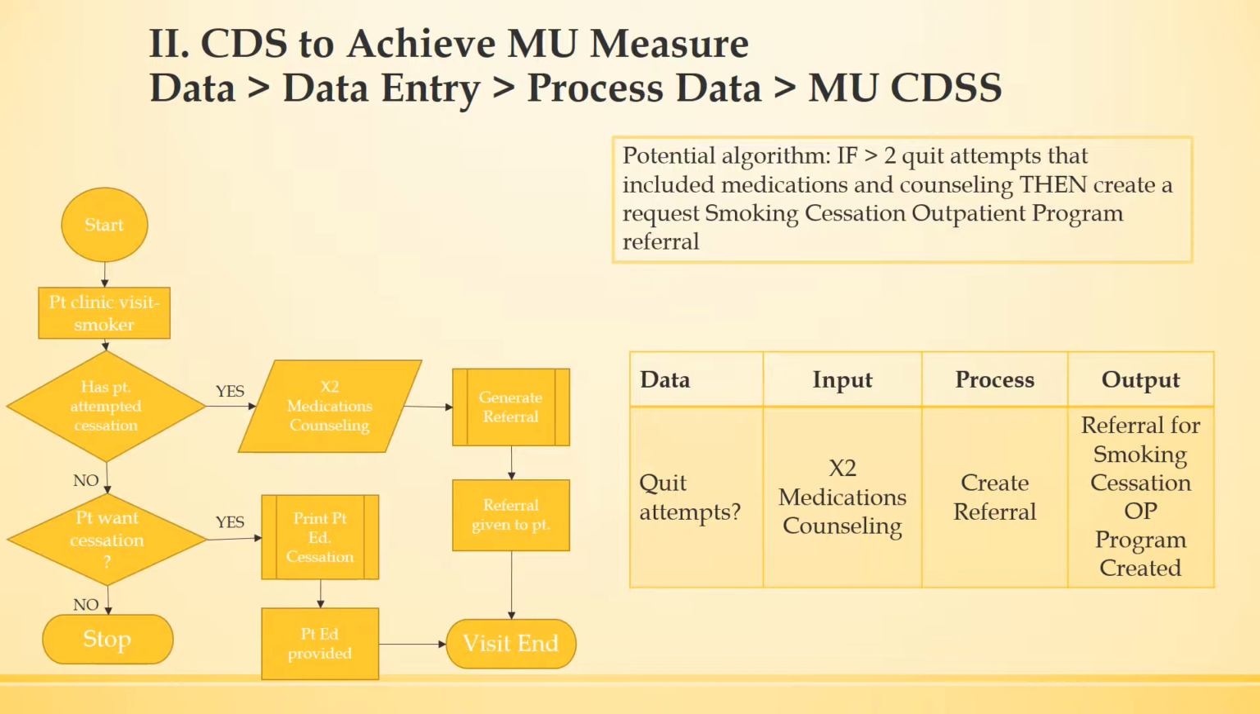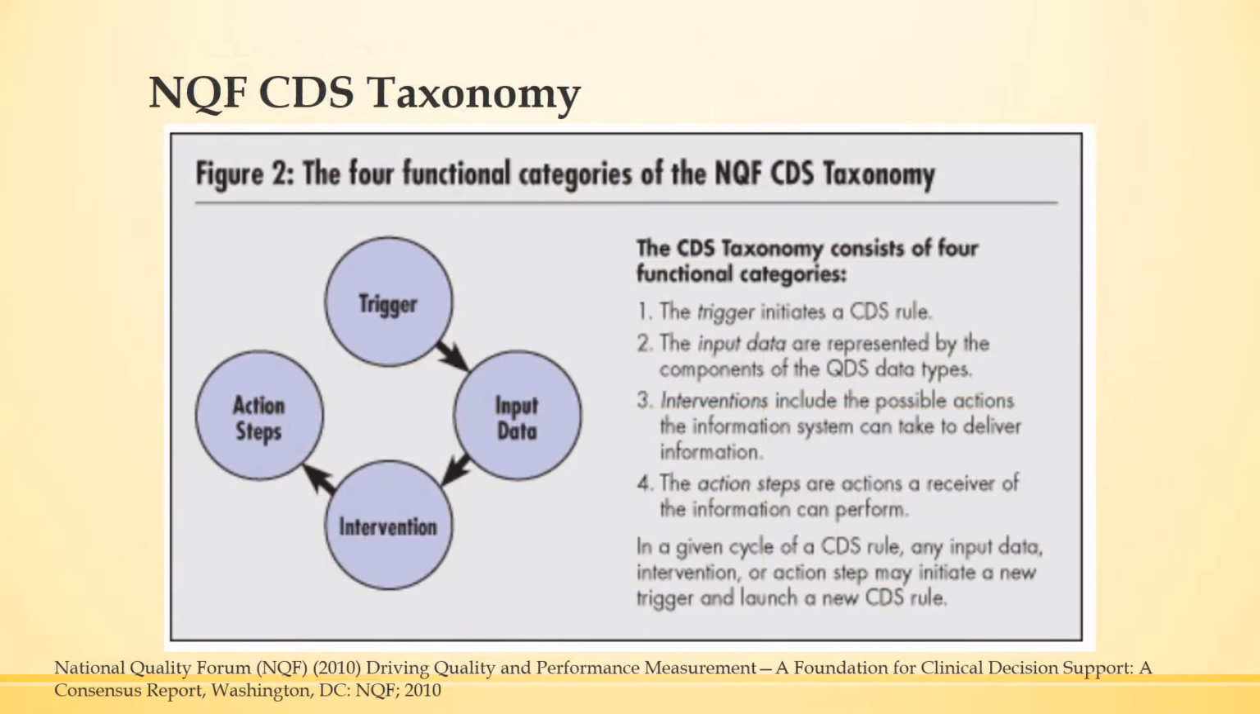You will be using the NQF taxonomy referred to in your book in Chapter 10 and in the assigned reading, Driving Quality and Performance Measurement, a Foundation for Clinical Decision Support. The NQF CDS taxonomy consists of these 4 categories: trigger, input data, intervention, and action steps. Please familiarize yourself with the taxonomy as defined by the NQF.